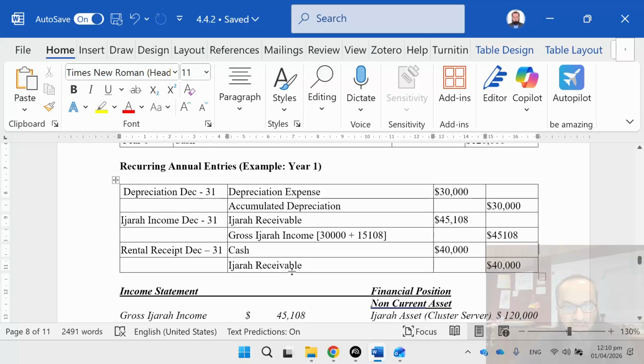And then how much do I receive? I receive 40,000. So cash is debited, and Ijarah receivable, which is debited here, is credited here by 40,000. So you see there is a mismatch in Ijarah receivable of 5108. Ijarah receivable is more debited than credited.